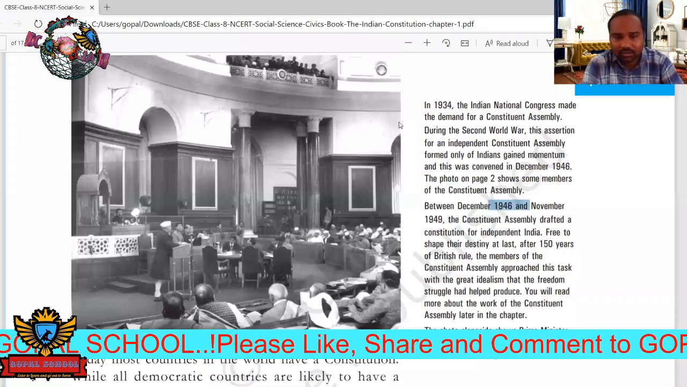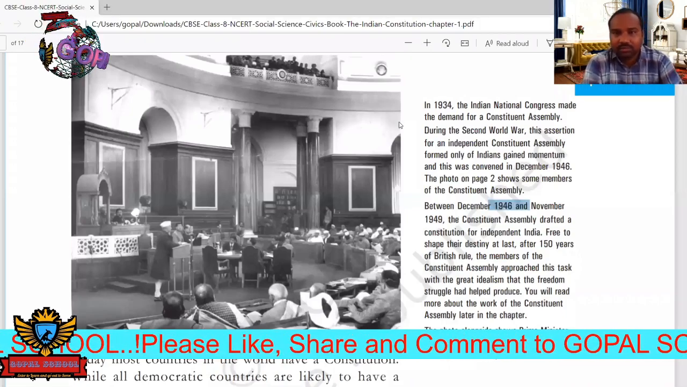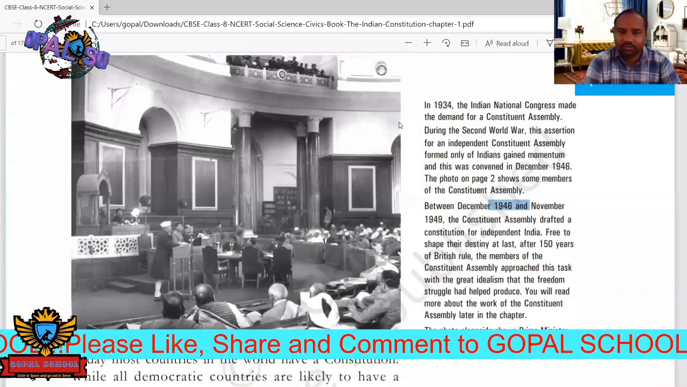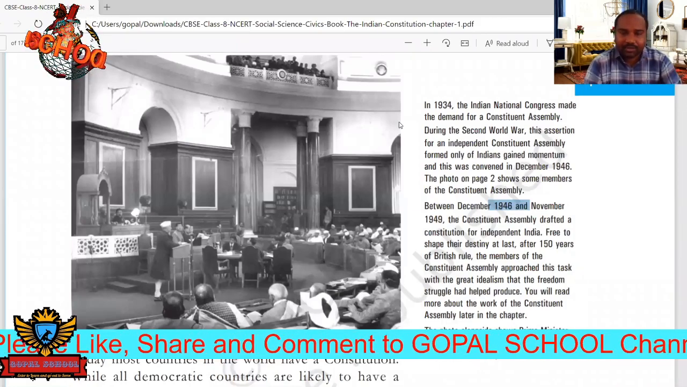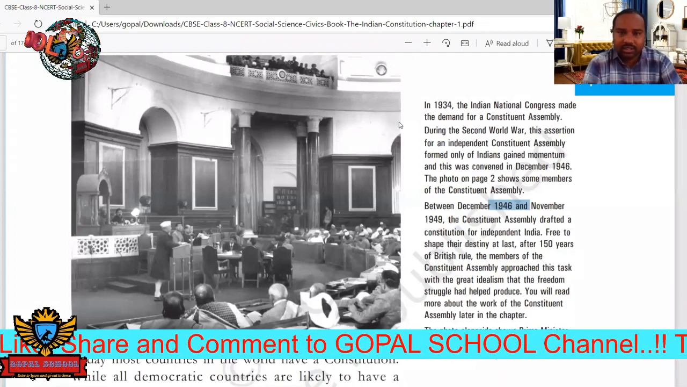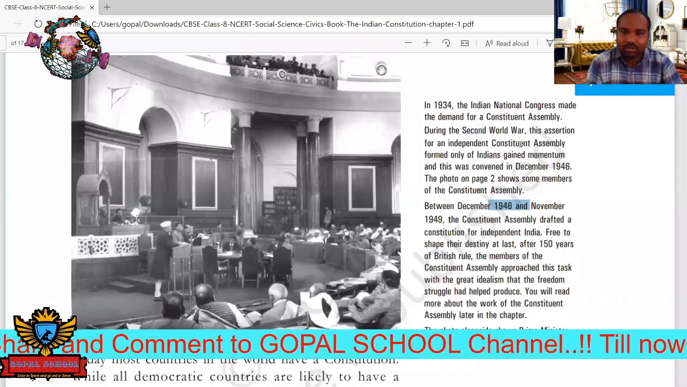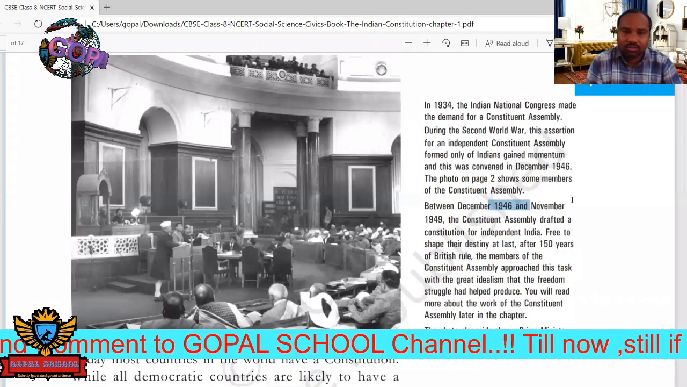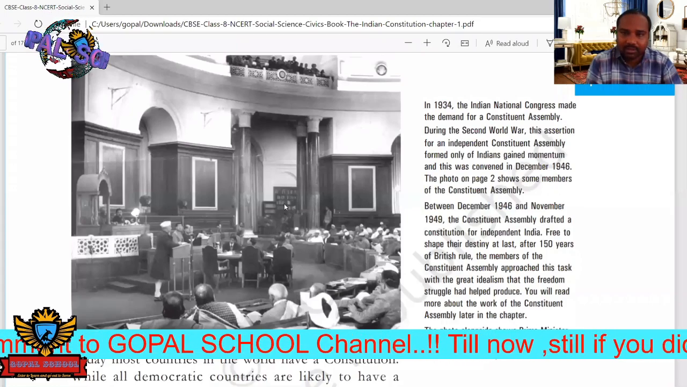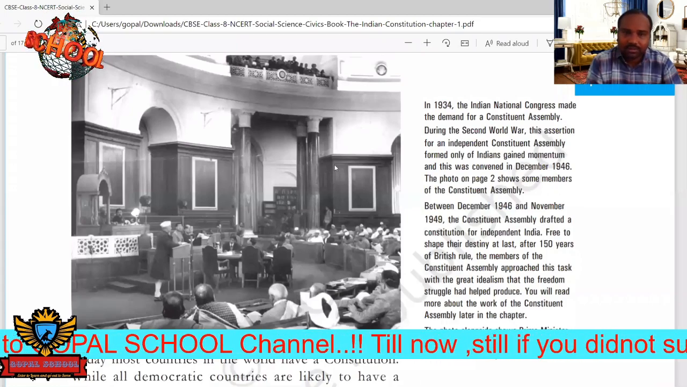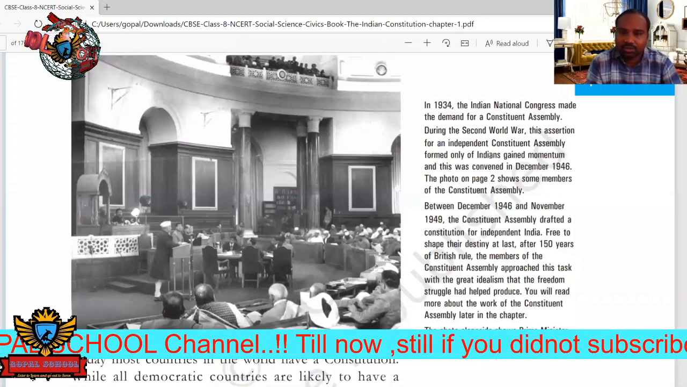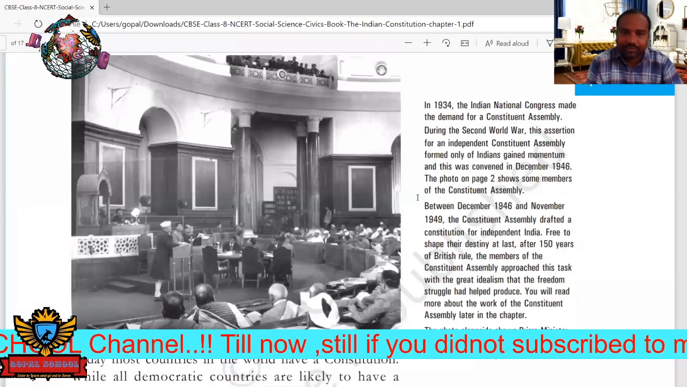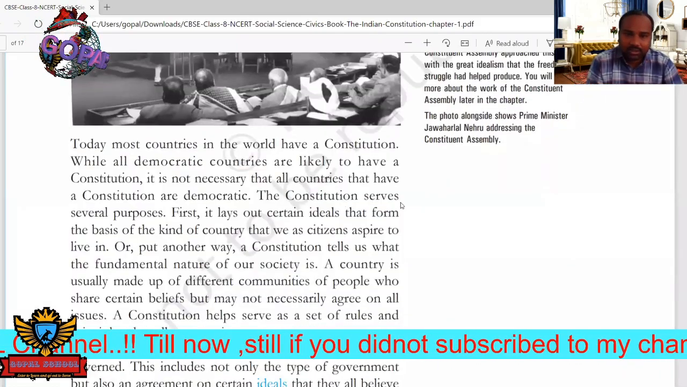So what is the main intention of this Constituent Assembly? To frame the Constitution, or to write the Constitution, for independent India. So one day or two, definitely India is going to get independence. So we must prepare our Constitution. So like that, the INC people in advance wanted to prepare the Constitution for India. Okay. So we have completed this also.